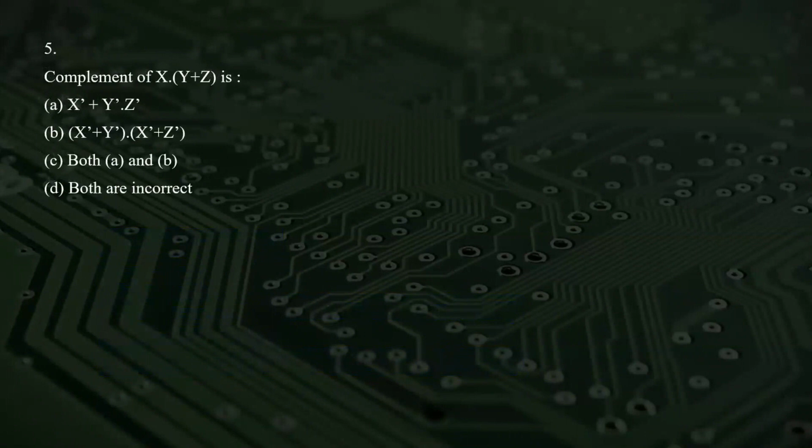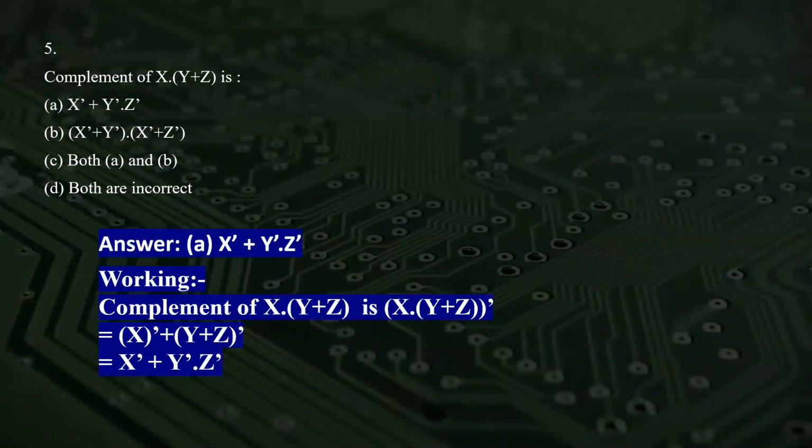Next question. The complement of X dot Y plus Z within bracket is, let's see the answer. Option A, X bar plus Y bar dot Z bar. If we go through the working, it is X dot within bracket Y plus Z whole bar. Applying De Morgan's law, it will be X bar plus Y plus Z double bar. Now again, when we apply De Morgan's law, Y dot Z double bar becomes Y bar dot Z bar. So the complete answer is X bar plus Y bar dot Z bar.